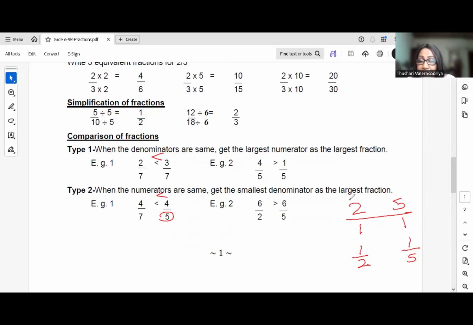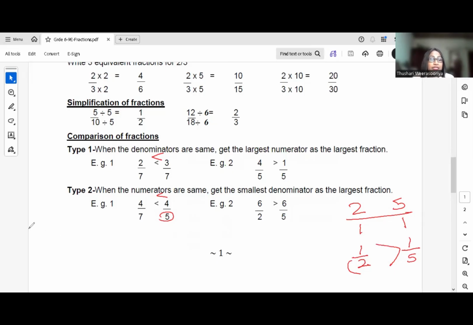Because the whole cake they divide into 2 pieces, my God, that's a big piece. This one divides into 5 pieces. Then this is bigger than this. Now you feel that this is smaller. But when the numerators are same, always get the smaller denominator as the biggest fraction. I assume you can understand.